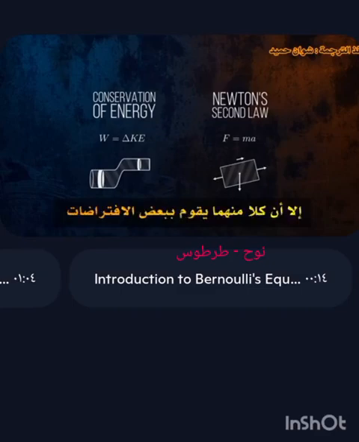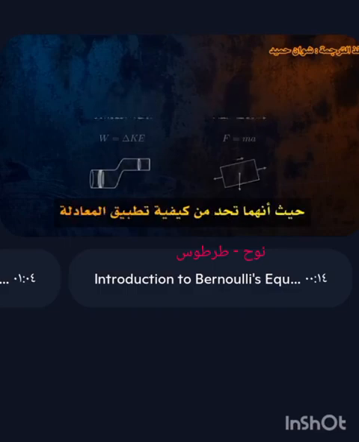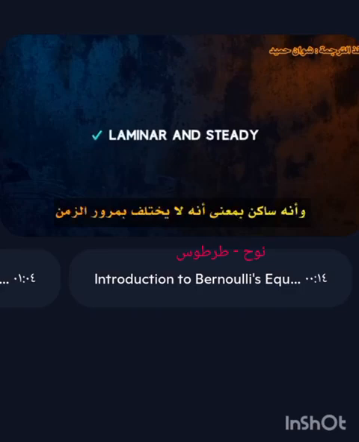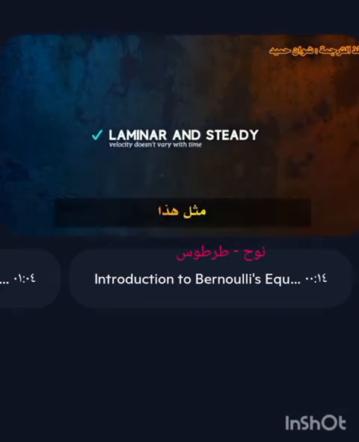they do both make some assumptions that we need to be aware of, since they limit how we can apply the equation. Firstly, the derivation of Bernoulli's equation assumes that flow is laminar and that it is steady, meaning that it doesn't vary with time, like this.